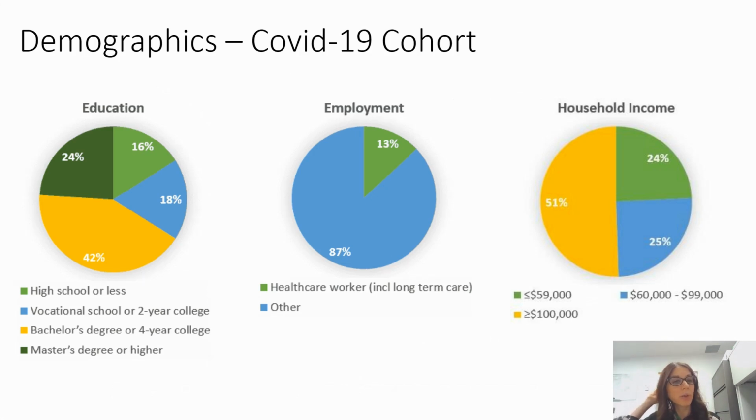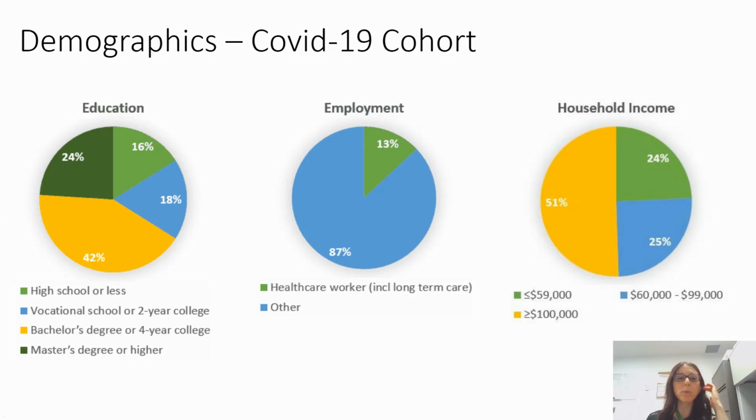Additional variables included education, employment, as well as household income. And you might be asking, why would a clinical chemist care about these variables? The answer is that it actually relates to how well people can understand their laboratory results, and I'll touch on that briefly later. But looking at the results, we do have diversity in education level, which ranged from people who had high school or less to people with a master's degree or higher. Most people had a bachelor's or 4-year college degree.